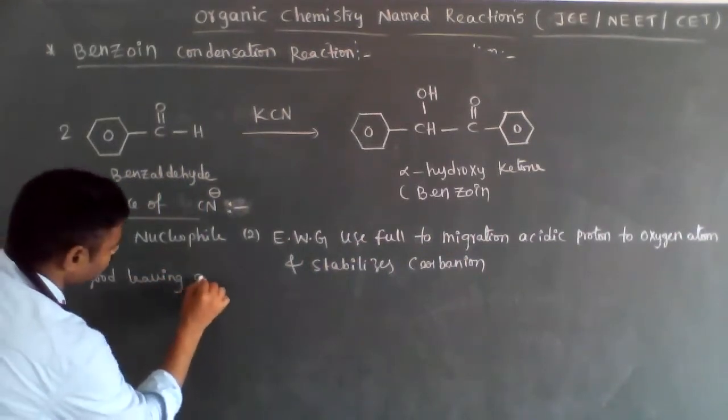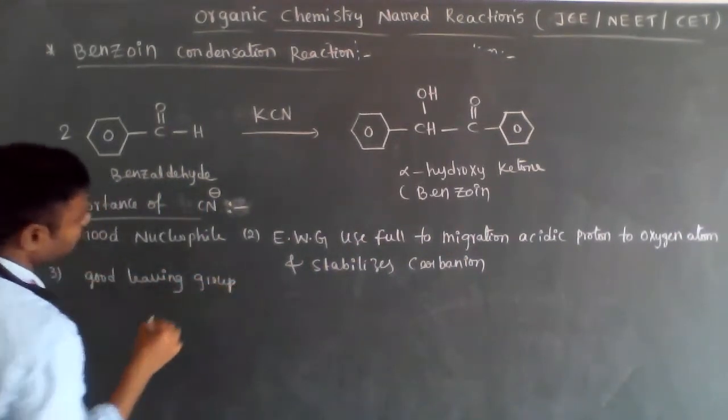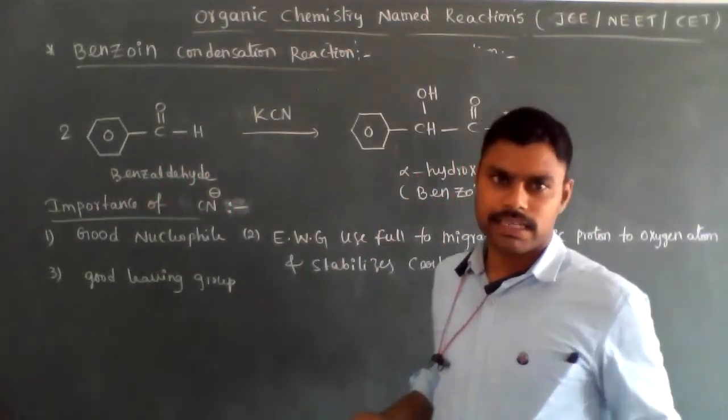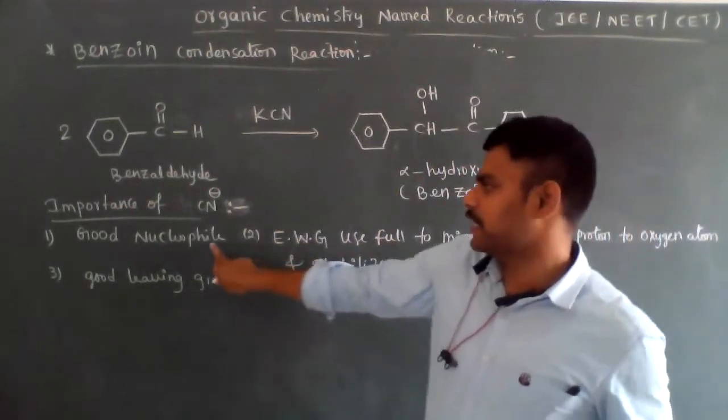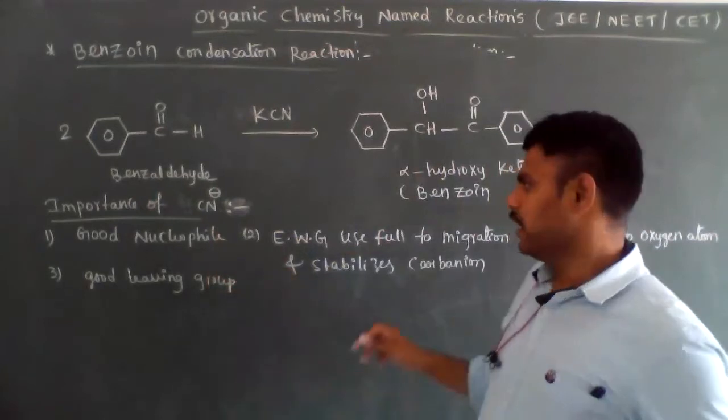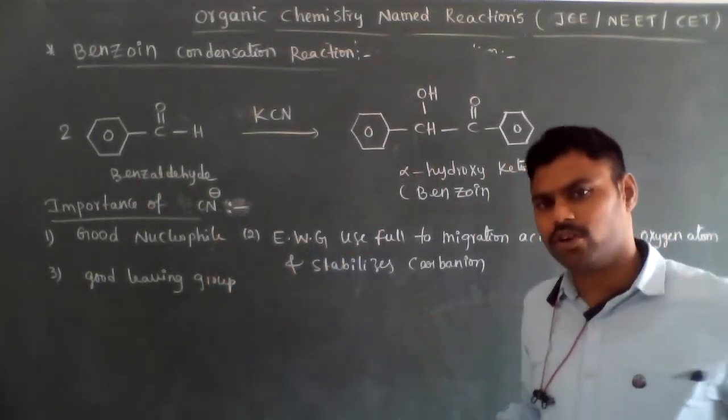A good leaving group. Okay. So, what is the importance of cyanide ions in this benzoin condensation? The first thing is it acts as a good nucleophile, a negative ion. And CN minus is a strong electron withdrawing group.